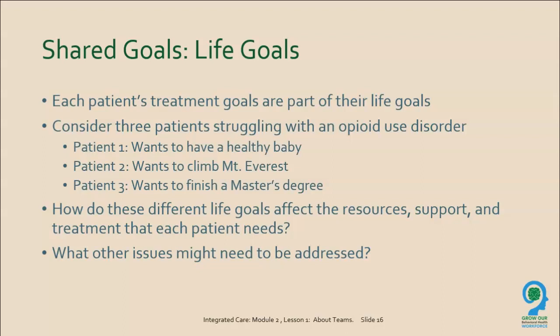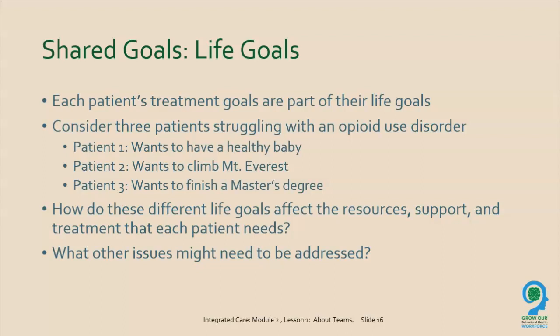Consider 3 patients struggling with an opioid use disorder. They may all have the same diagnosis, but their goals for recovery might be very, very different. Patient 1 might want to have a healthy baby. Patient 2 might want to go climb Mount Everest. And patient 3 might want to finish a master's degree. But they're all struggling with opioid use disorders, which get in the way of them achieving any of those goals. So their life goals are impacted.